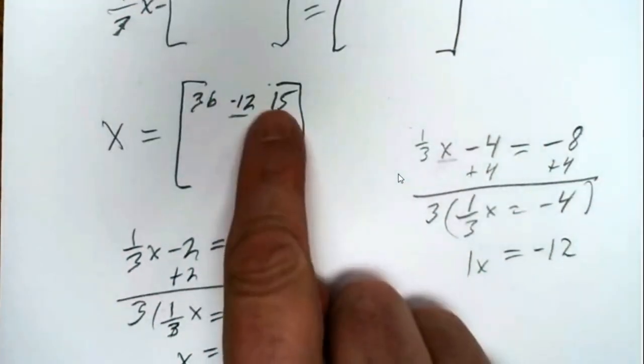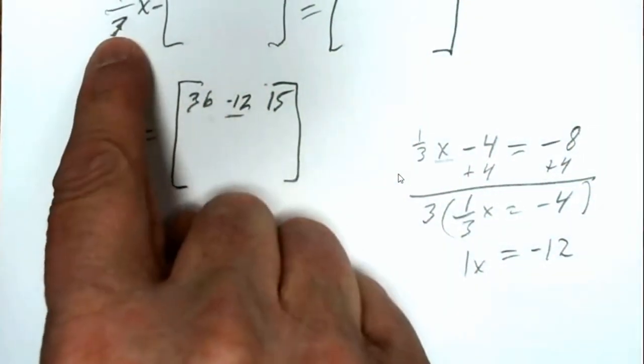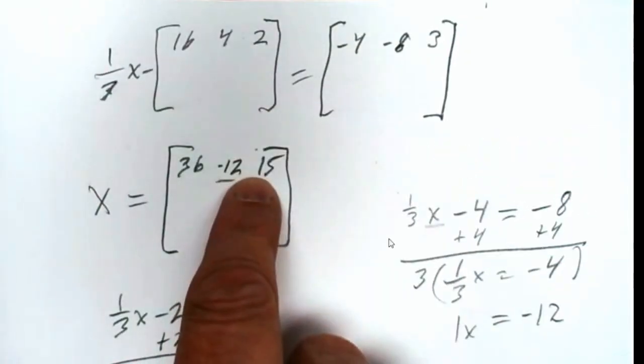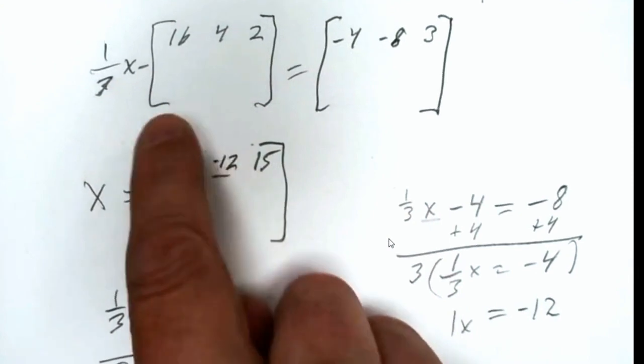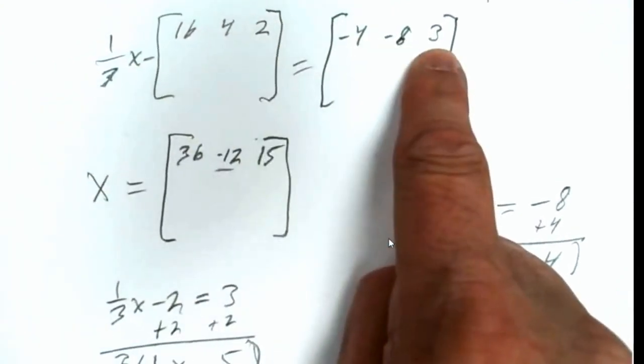So we started with 15. We multiply it by 1/3. That means it's 5. We divide by 3. And 5 minus 2 equals 3.